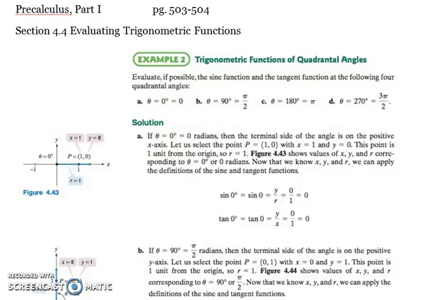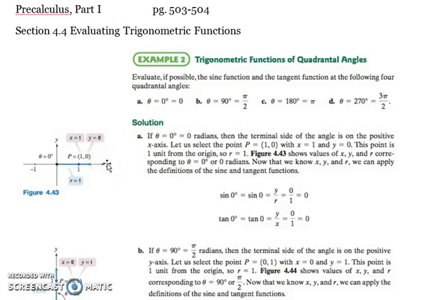This is Pre-Calculus Part 1, Section 4.4, Evaluating Trig Functions, Example 2 on pages 503 and 504, Trig Functions of Quadrantal Angles. The quadrantal angles are the quarter of the way. Quad means 4. So the 4 main angles are 0, 90 or pi over 2, 180 or pi, and 270 or 3 pi over 2. Okay, so those are the 4 main angles.